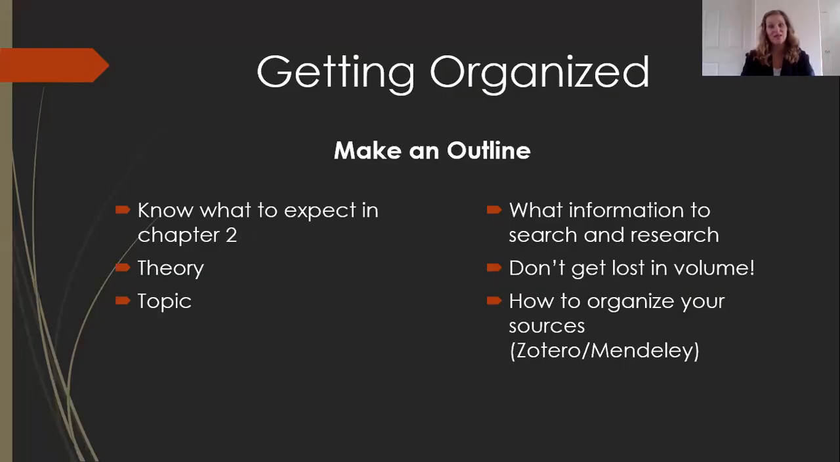Next, get organized. I highly recommend that you make an outline for Chapter 2. The first parts are pretty similar to Chapter 1, where it states exactly what you need, just what we went over. Where did you get your information? What databases did you use? But then you get into a little bit more generalities where you're going to go into the history of your topic and what research has been done.